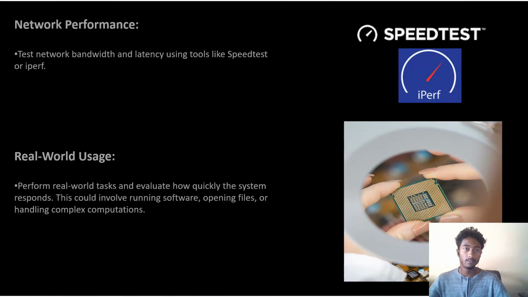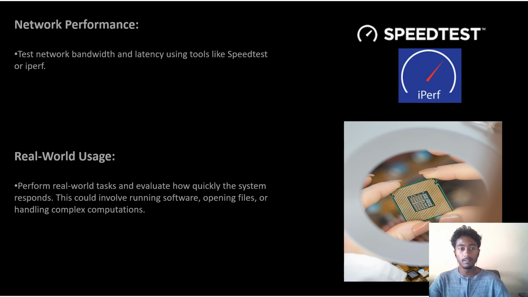The fifth one is network performance. This tests the network bandwidth and latency using tools like Speedtest or iPerf. The software called Speedtest, which is owned by Ookla, is a common software used to determine network performance. iPerf is a more advanced testing application for network bandwidth and latency.